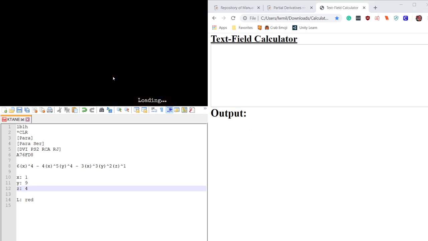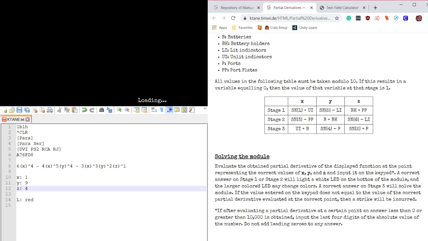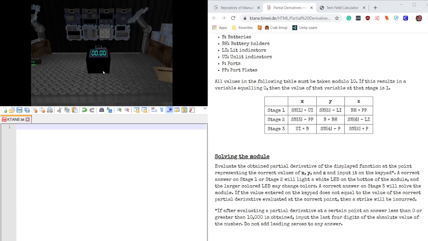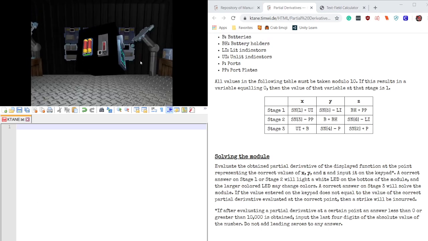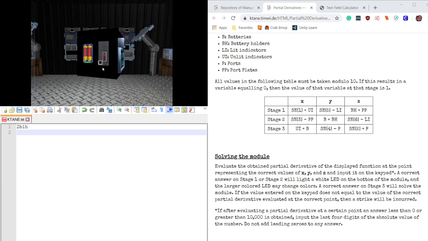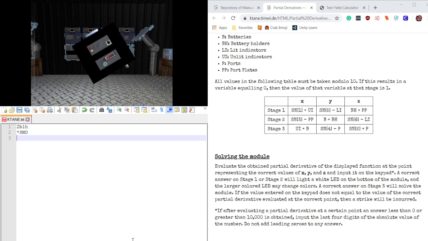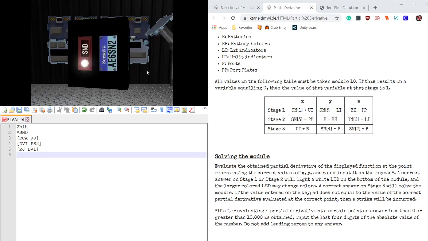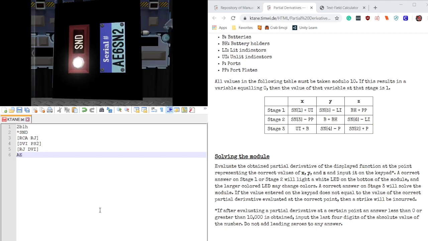So I'm going to go ahead and do one more Partial Derivatives. We're going to start by getting the edgework. 2 batteries and 1 holder. A lit SND. Plate with RCA RJ. Plate with DVI PS2. And plate with RJ and DVI. The serial number is Alpha Echo 6 Sierra November 2.